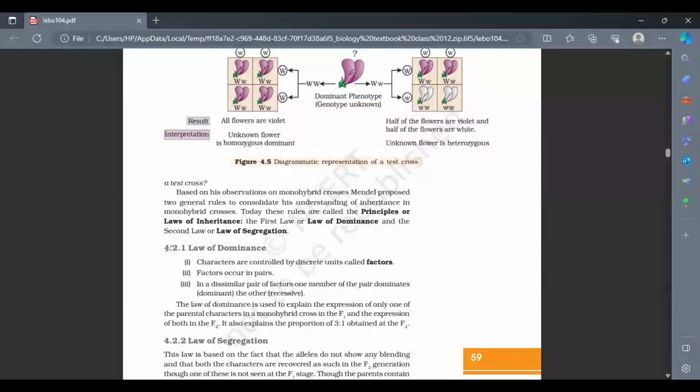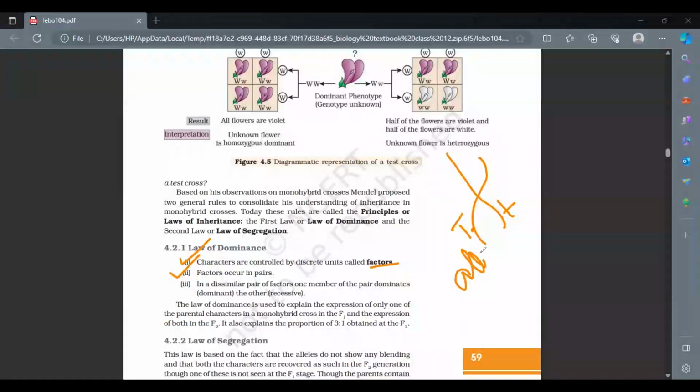The law of dominance says that characters are controlled by distinct units known as factors. He never used the word genes, remember. Factors occur in pairs. Why was he saying factors occur in pairs? Look at the chromosome. This is a chromosome having capital T over here, and this is another having small t over here. Always in a pair. Today we know that these pairs are known as alleles.